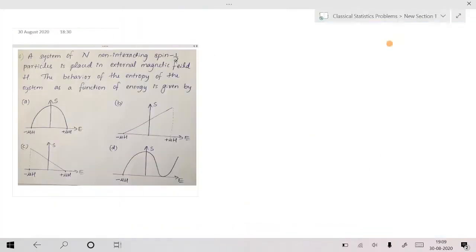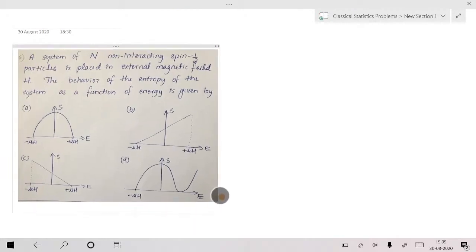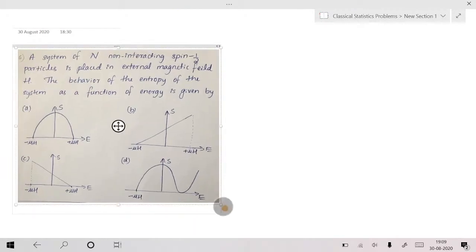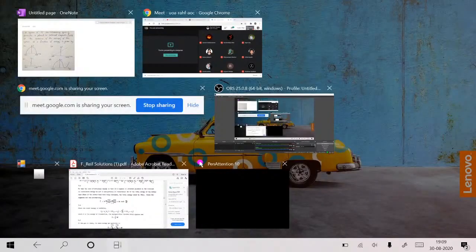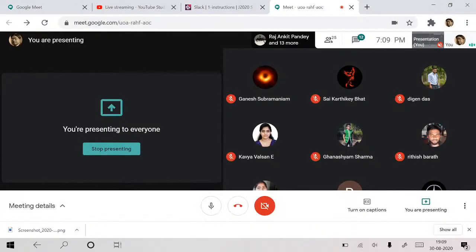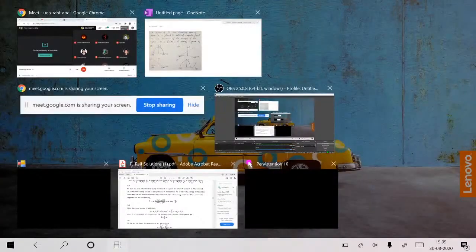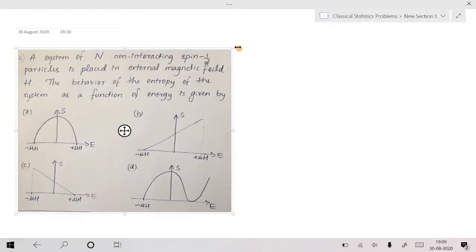No, sir. Yes. This particular question is not very well designed, but you should add some comment here. The system of non-interacting spin half particles placed in an external magnetic field: the behavior of the entropy of the system as a function of energy. Now the missing term here is, he hasn't said it is in thermal equilibrium at temperature T. It is not necessarily in thermal equilibrium.